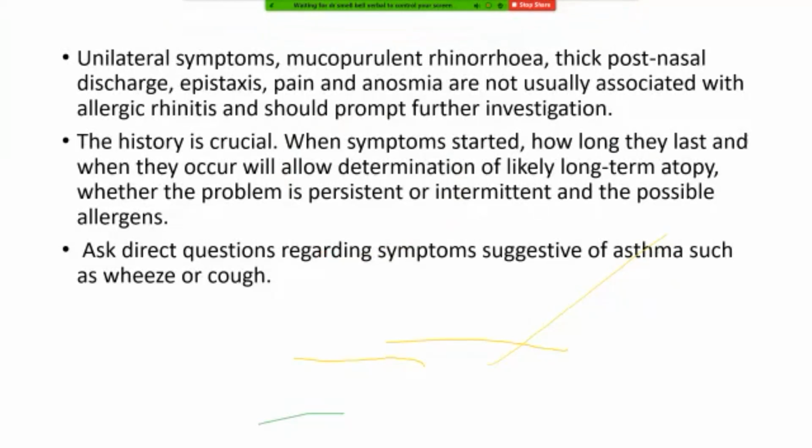So this slide is showing us that unilaterality is not a feature of allergy. Allergy is a generalized disease. Then why only one nose? It involves both sides of the nose. Mucopurulent: when there is a purulent component, there is an infection, not allergy. You should keep it in mind.